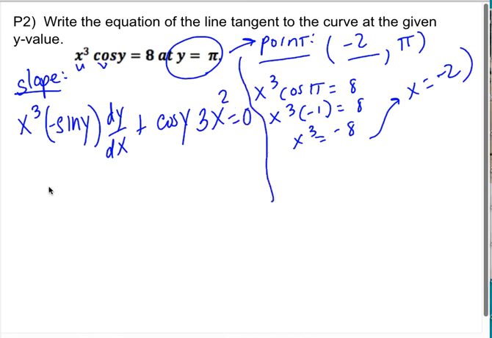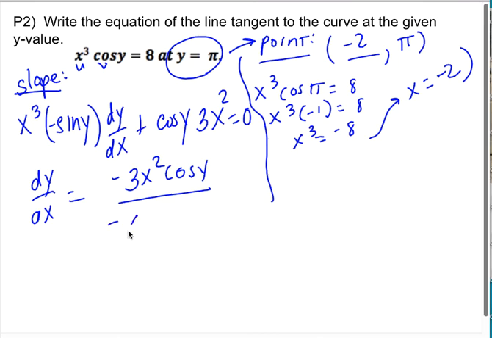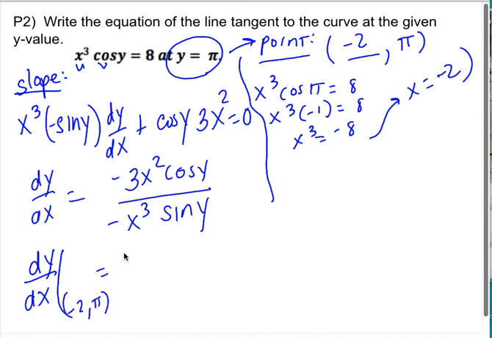I want to solve for dy dx, so I'm going to get that dy dx equals, I'm going to move this 3x squared cosine y over by subtracting it, and then I'm going to divide by all the stuff that's sitting in front of the dy dx. And you can cancel a negative if you want, that's fine. There's not a whole lot of reason to do much work because I'm about to plug in -2 comma pi. All I need to do is plug in, that's my whole job.